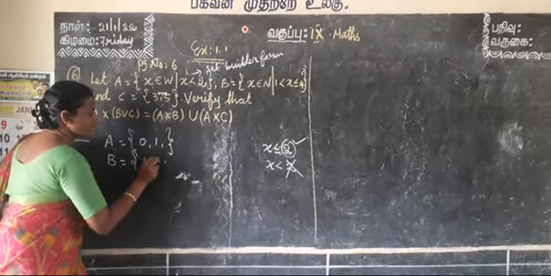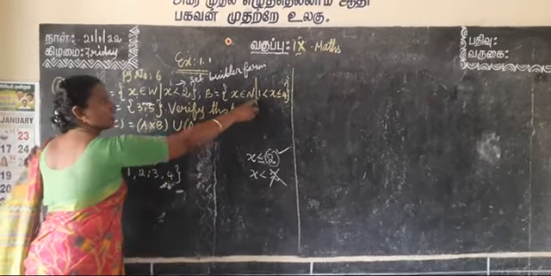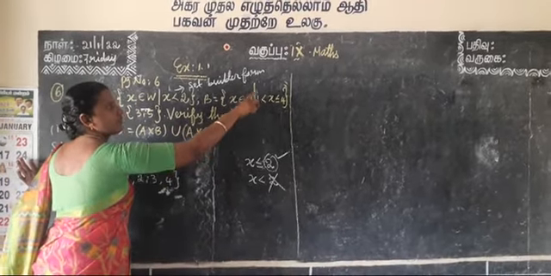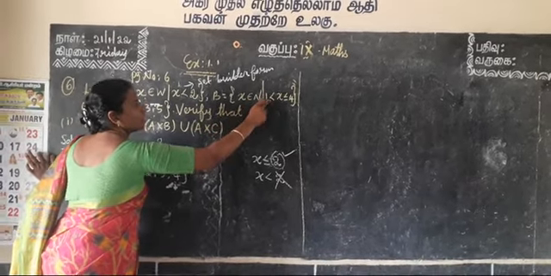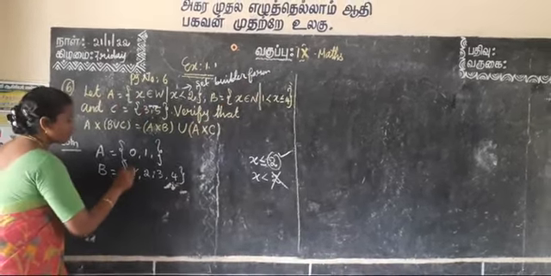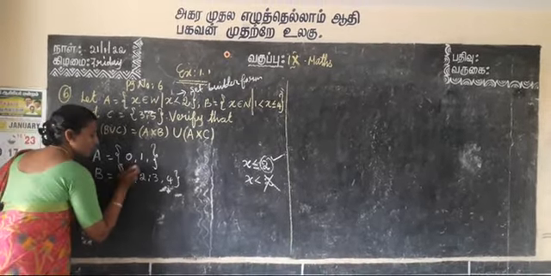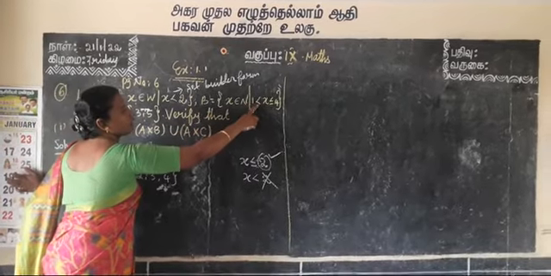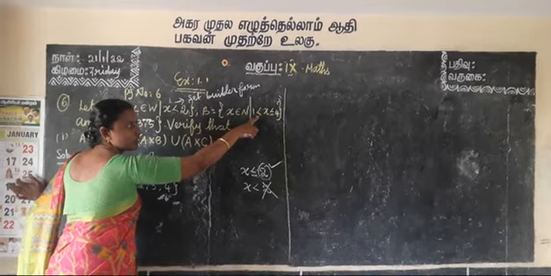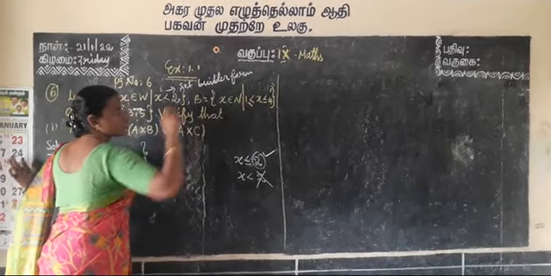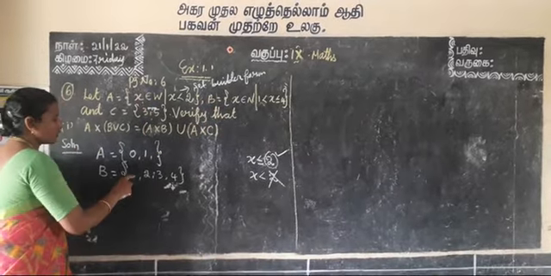So you have to write 1, 2, 3, 4. Then you have to decide whether we take 1 or not. If the equal symbol is there, you have to take 1. There is no equal symbol, so you don't take 1. Clear here? If the equal symbol is there, then we take 1. There is no equal, so you don't take 1.